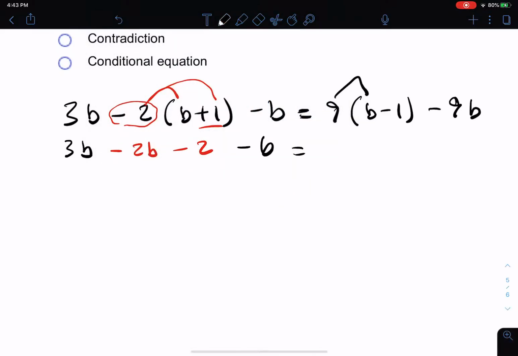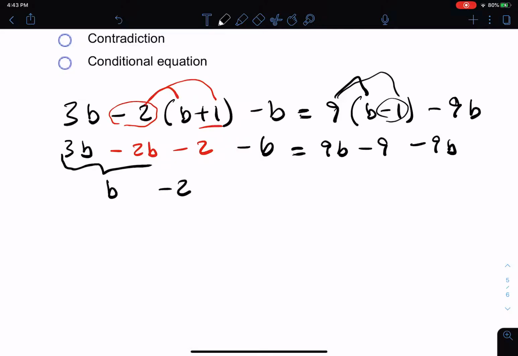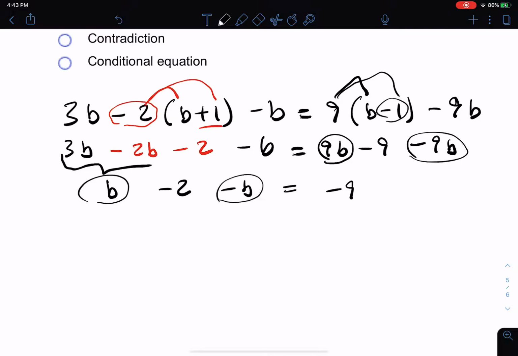Distribute the 9. 9 times b is 9b. 9 times, don't forget, negative 1 is negative 9 minus 9b. Now we want to combine like terms. Once again, equal sign. 3b minus 2b is 1b minus minus 2 minus b. Over here we've got 9b and a negative 9b, which zeroes out, leaving us with negative 9. And we also have a positive b and a negative b, which zero out, leaving us with a negative 2.